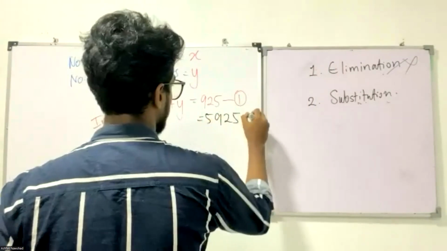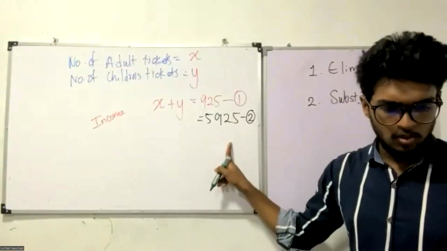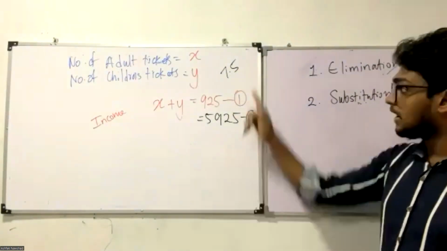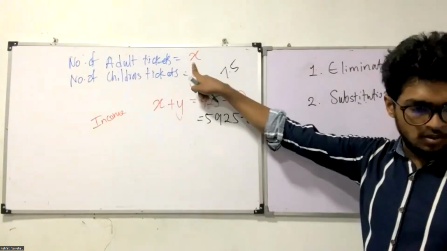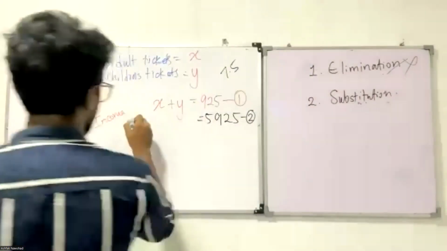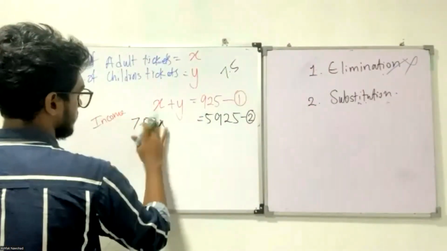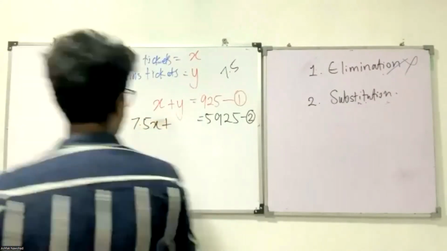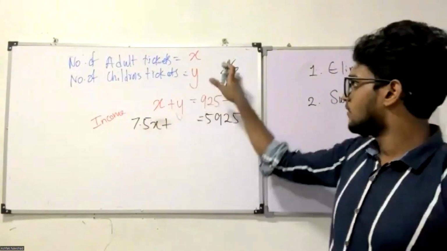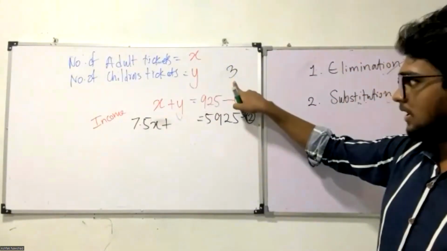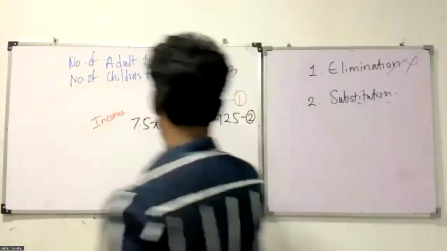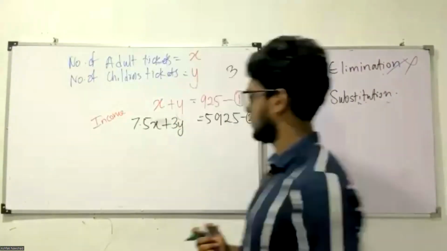5,925 is obtained by selling these tickets. So one adult ticket costs $7.5. How many adult tickets are sold? X adult tickets are sold. So 7.5 into X, this is 7.5X, the money obtained by selling adult tickets. Right? And then one children's ticket costs $3. So the income generated by children's tickets is 3 times Y, 3Y. Right?